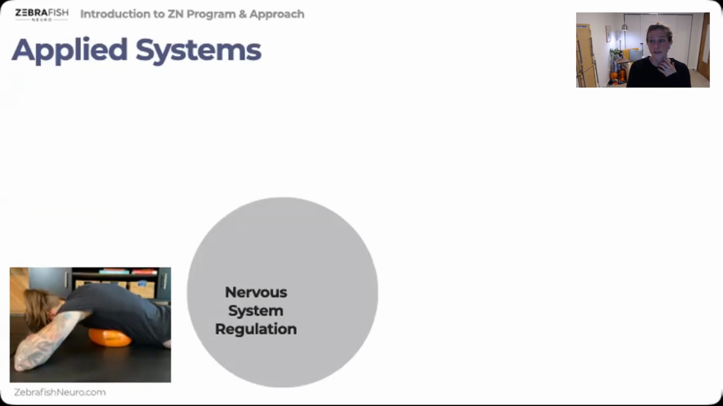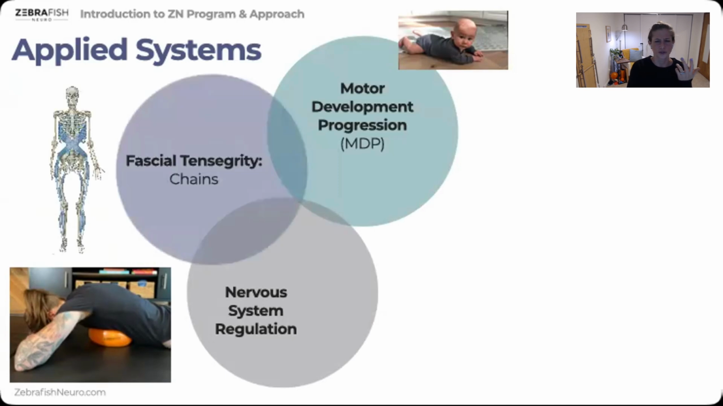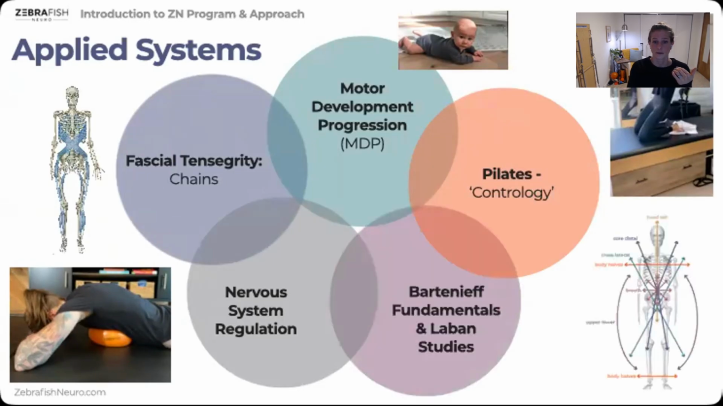System number 1 is nervous system regulation. I'll go through these individually. I'm just going to lay them out for you right here. Nervous system regulation. System number 2 is the motor development progression. I shouldn't say 2, 1, 2, 3. There's not really an order. Another system is fascial tensegrity and the use of fascial lines. Pilates, also known as contrology. And then the 5th system, or the last system that I'm sharing, is the Bartenieff fundamentals and Laban studies. So those are the 5 systems.